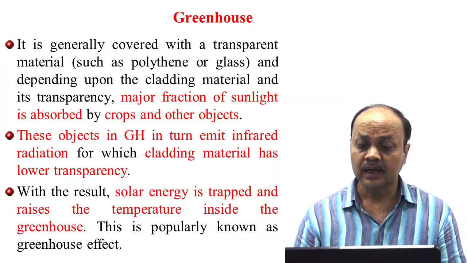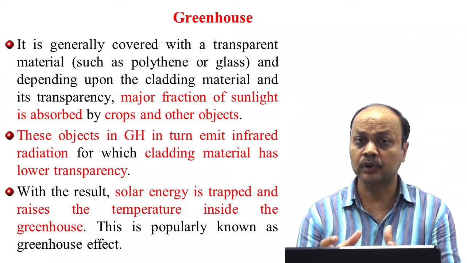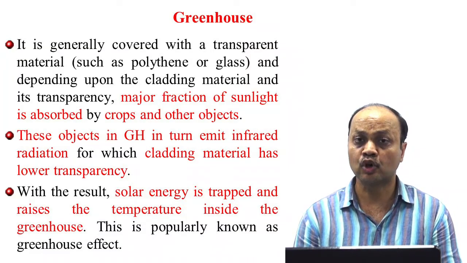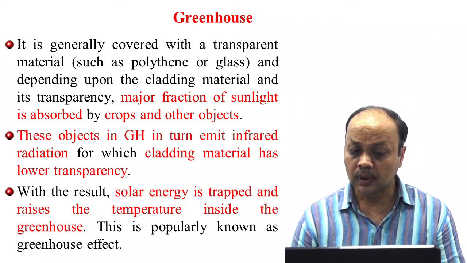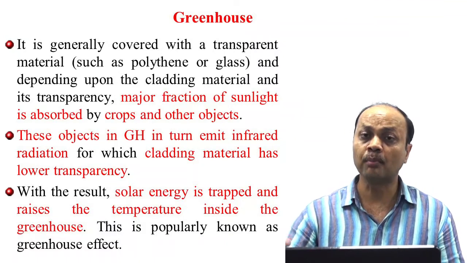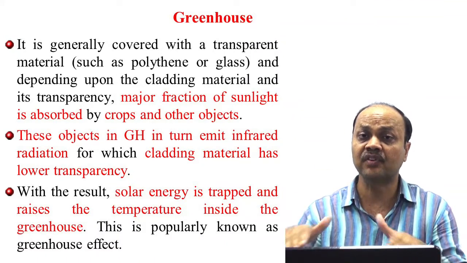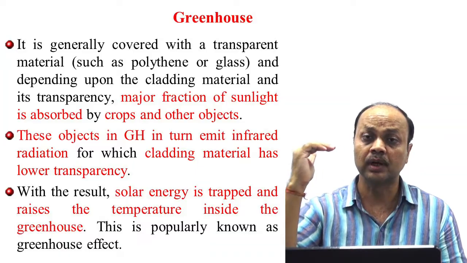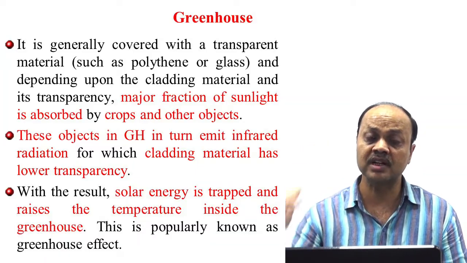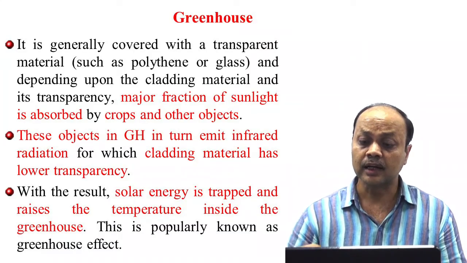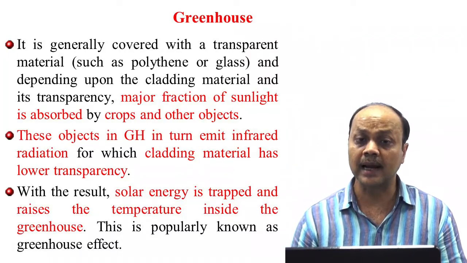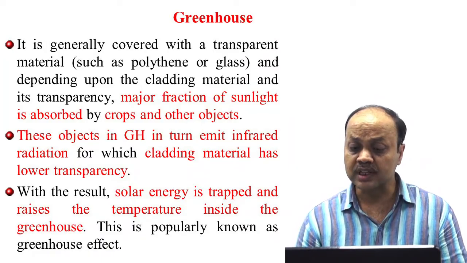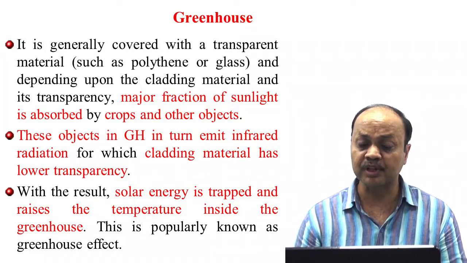After that what happens, the soil and all the planting material absorb the short wave and then emit infrared radiation, and normally the plastic film or glass has such a property. We have given some chemicals inside the cladding material so that your long wave infrared does not come out from that cladding material. So what happens? Due to this, solar energy is trapped and raises the temperature inside the greenhouse.